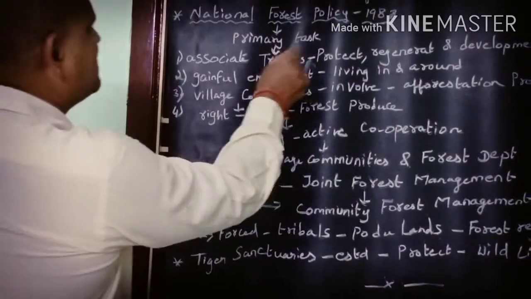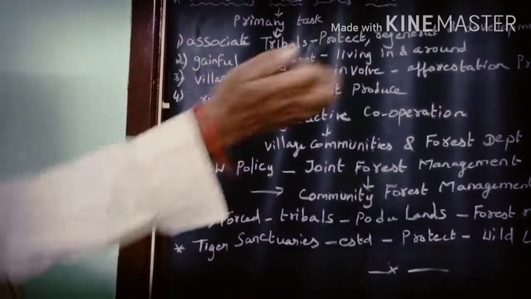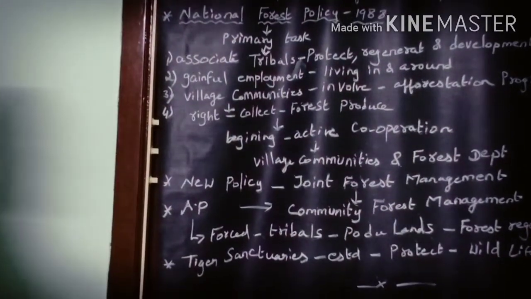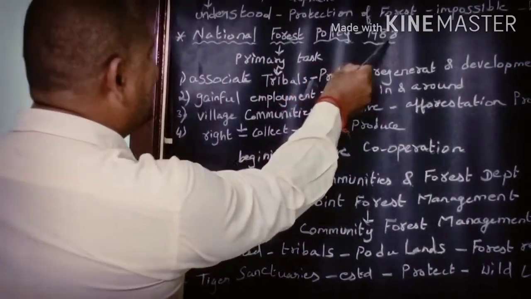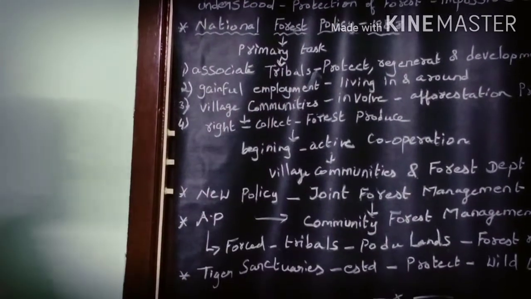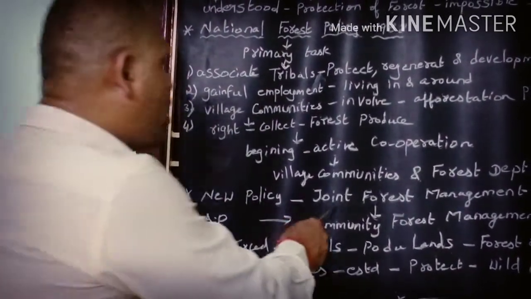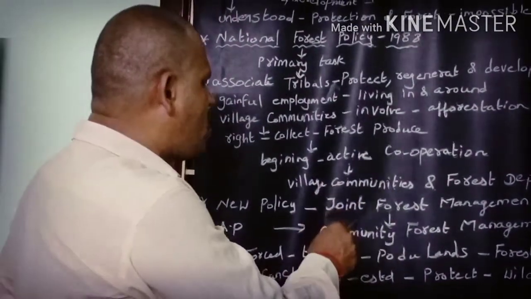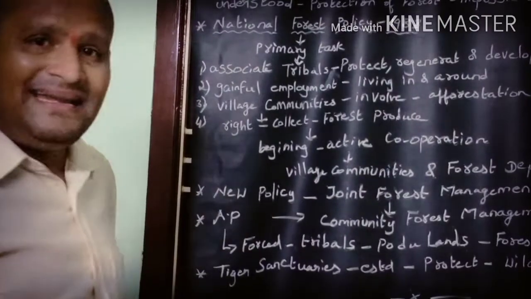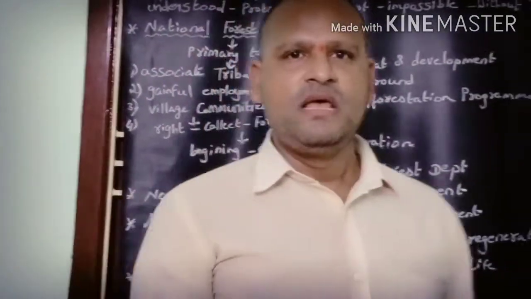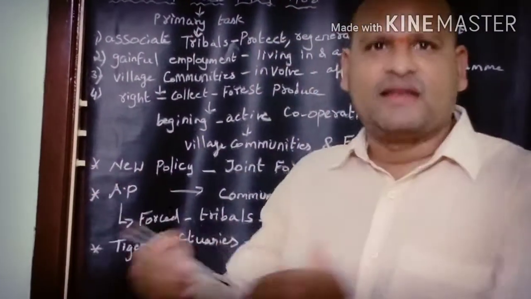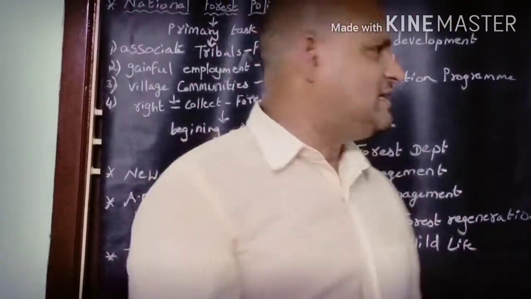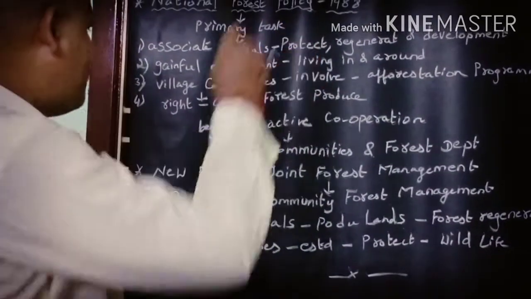Under the National Forest Policy 1988, the government launched a new policy called Joint Forest Management. What is this new policy called Joint Forest Management? Under Joint Forest Management, the villages that are near the forest had a right to be involved in developing the forest, regenerating the forest and protecting the forest.